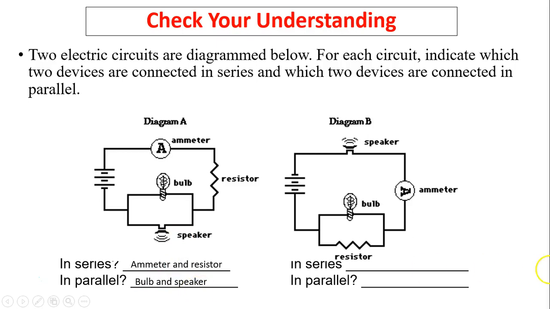How about in the second diagram? In the second diagram, speaker and ammeter are in the same loop. So that means the current comes into the speaker, and the same current comes through the ammeter. So they are connected in series. The ones connected in parallel are the bulb and the resistor, because when the current comes over here, some will go to the bulb and the other will go to the resistor. They are branching out. So that's connected in parallel.